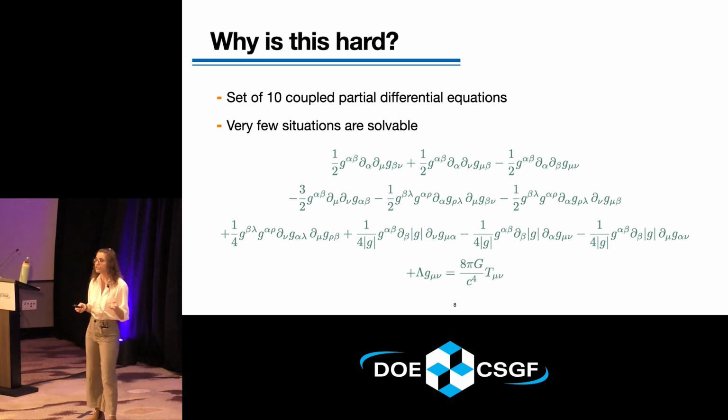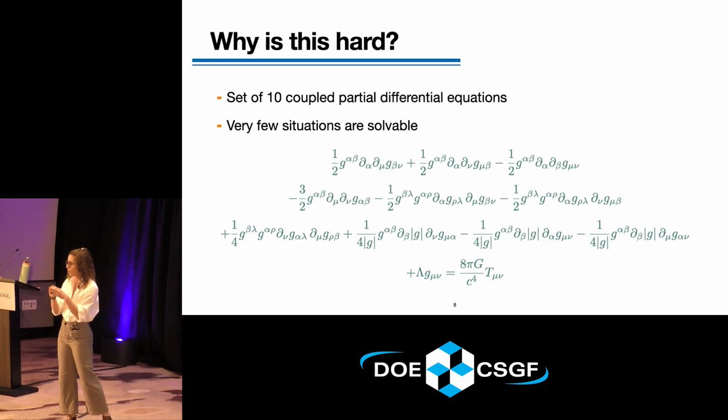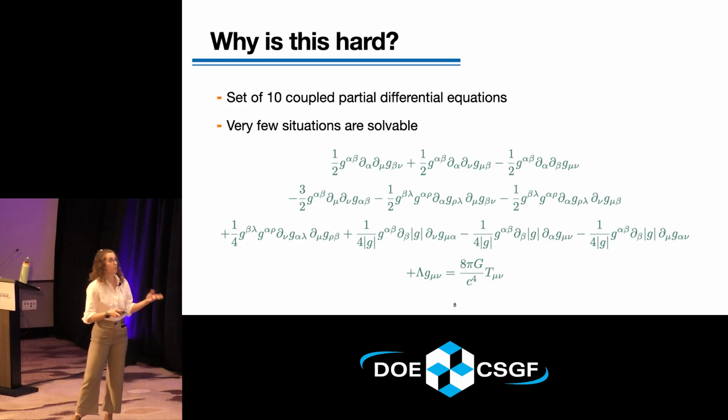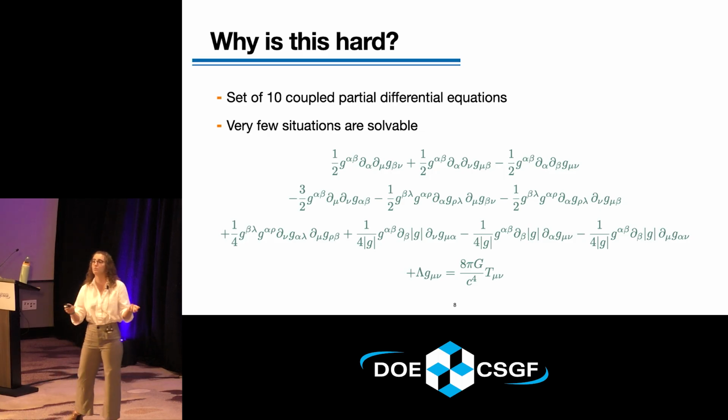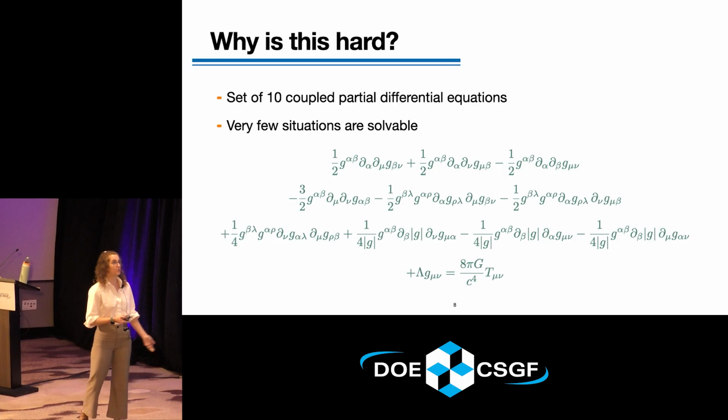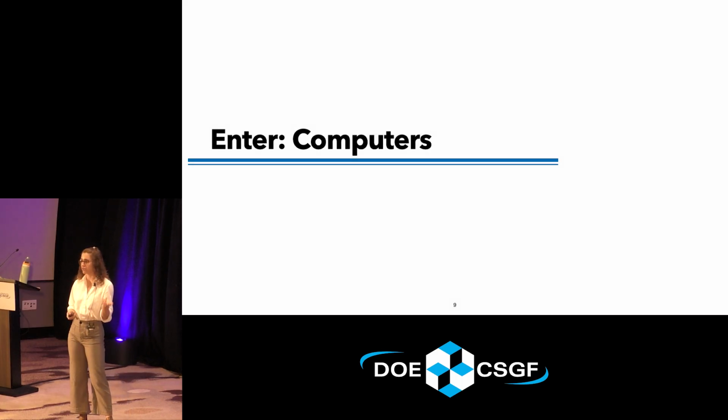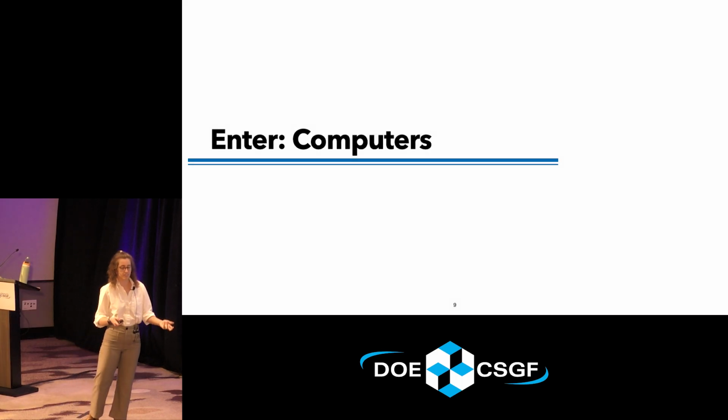Very few situations are actually solvable, though. We really need something that's very highly specific, like, for instance, a single black hole in vacuum. Then we could find a perfect solution to this. But in other cases, we have to solve a set of 10 coupled nonlinear partial differential equations. And I think all of us in this room would say, OK, let's use computers, right? Partial differential equations, that seems like a great task for computers.